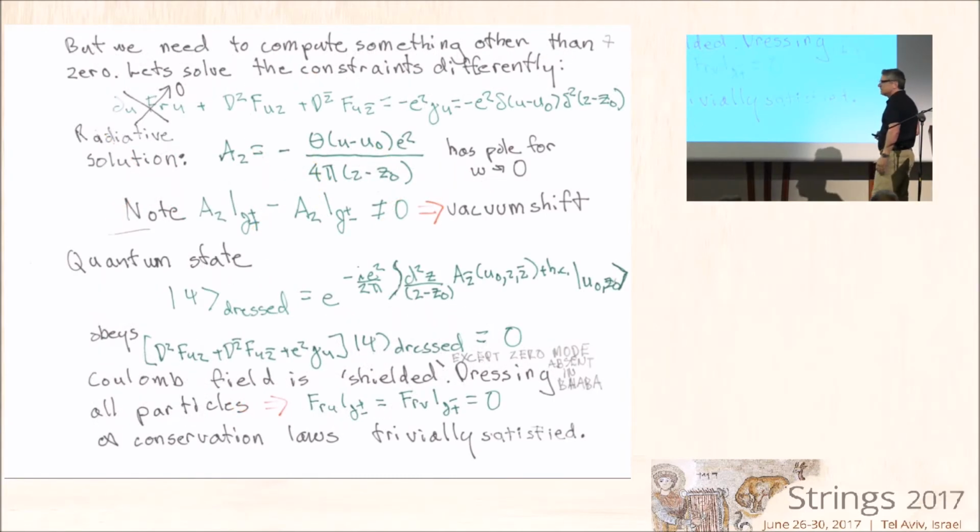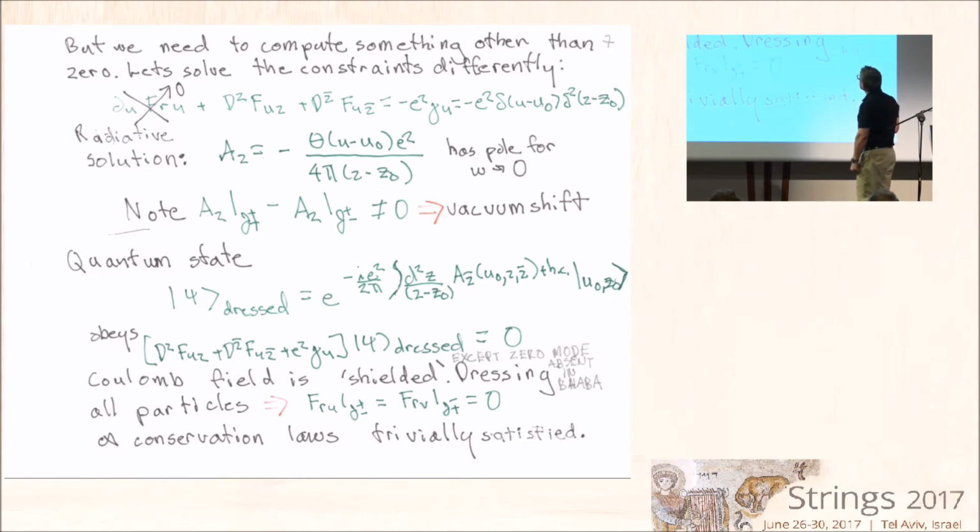Now, it's not very impressive just to compute 0. We can't just say things are 0. We want to actually be able to compute something. And so the problem was this Coulomb field that didn't match. So let's solve the constraint in a different way. Let's solve it not using the Coulomb field, but using the radiative modes. And it's not too hard to solve this equation.